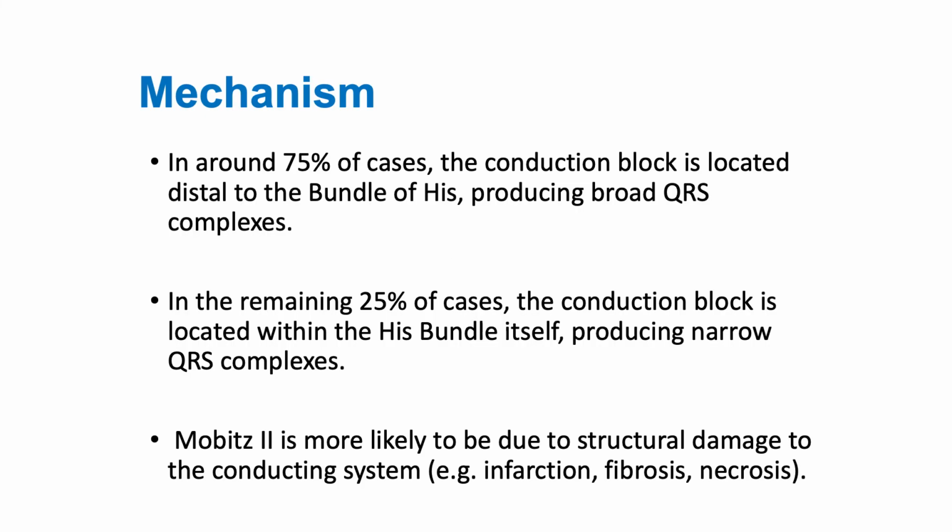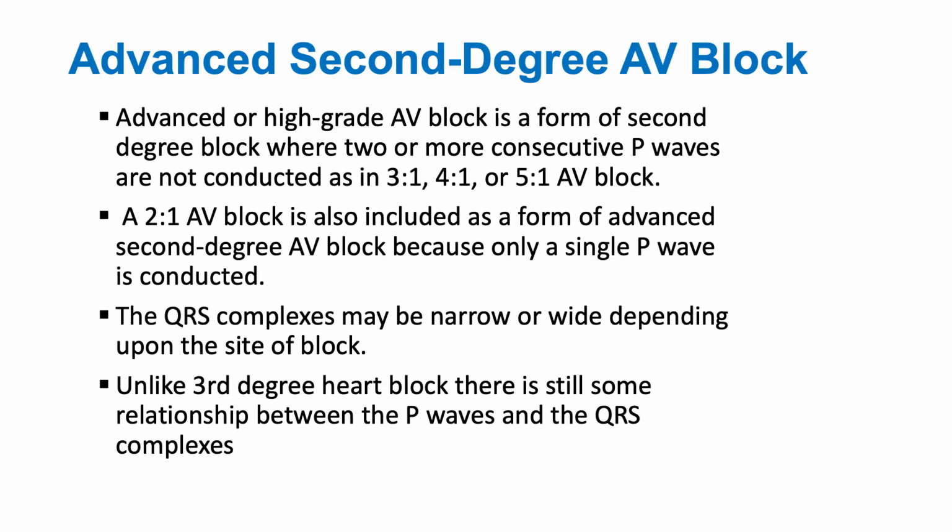Mechanism. In around 75% of cases, the conduction block is located distal to the bundle of His, producing broad QRS complexes. In the remaining 25% of cases, the conduction block is located within the bundle of His itself, producing narrow QRS complexes. Mobitz type 2 is more likely to be due to structural damage to the conduction system, that is infarction, fibrosis, necrosis, etc. Advanced second degree AV block.